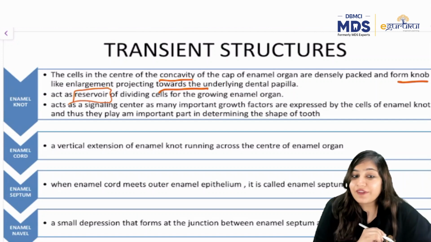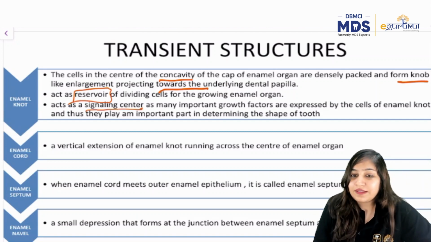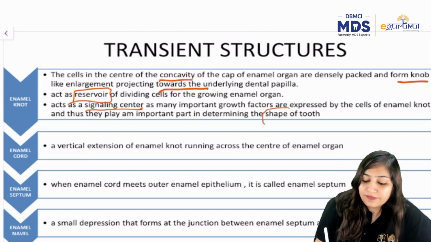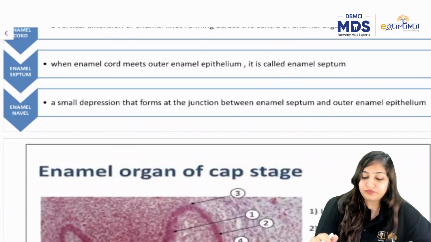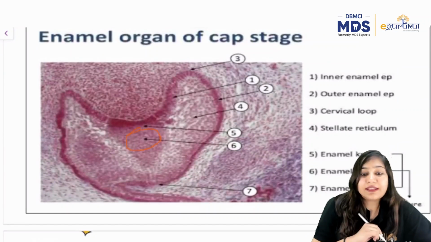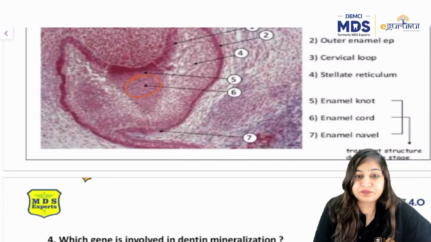It is a reservoir of dividing cells, and it is a signaling center as many growth factors are expressed, and it determines an important function in the shape of the tooth. In this diagram, you can appreciate this is enamel knot, number 5.